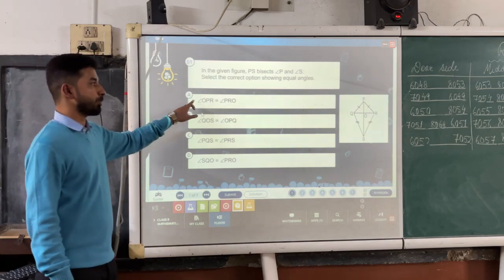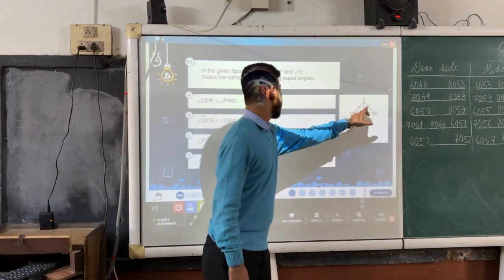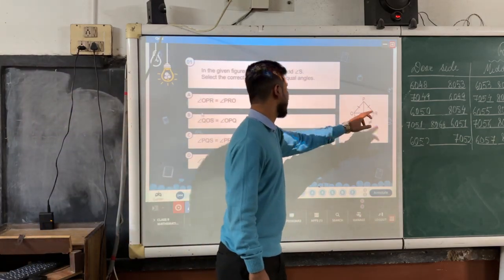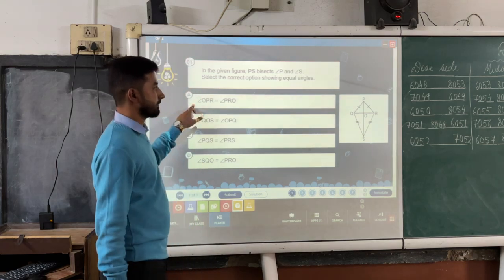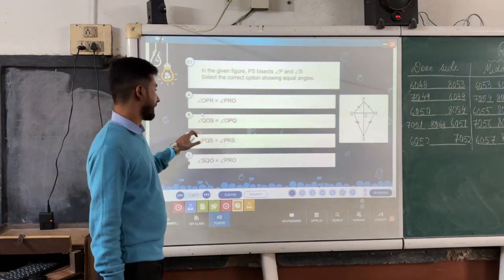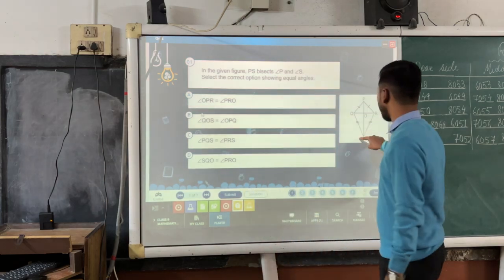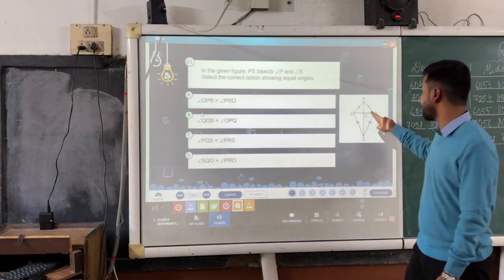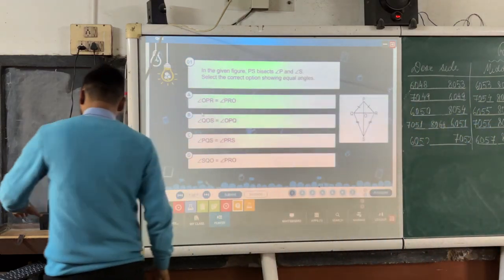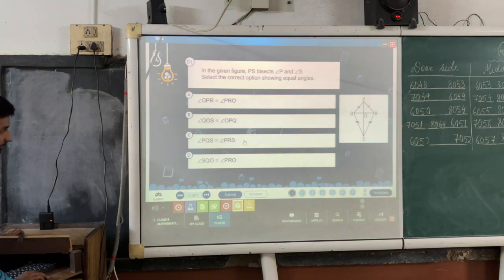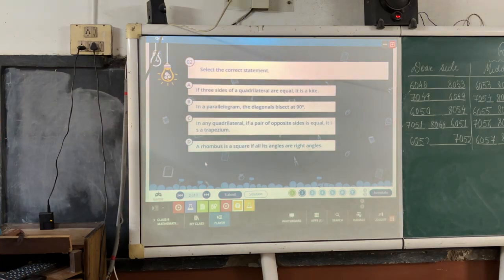It says angle OPR is equals to angle PRO. No, this is not correct. Next, option number C. PQS is equals to angle PRS. Let us check it. Yes, it's correct.